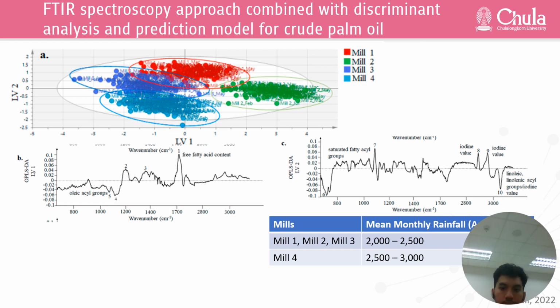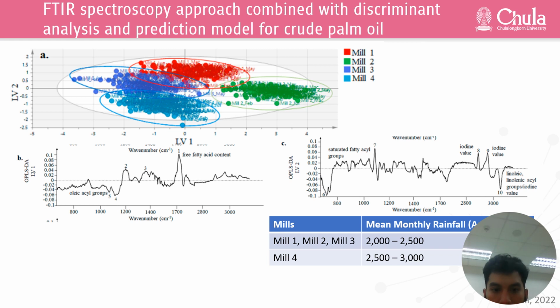Now onto the latest one from Malaysia. They are using two different groups of samples. They are grouping the samples based on the mill location, and they are also grouping the samples based on the period of harvest, the period of production of the CPO. And this one I show you the result of the grouping by different locations, mill 1 to 4, and we can see the clusters here visibly.